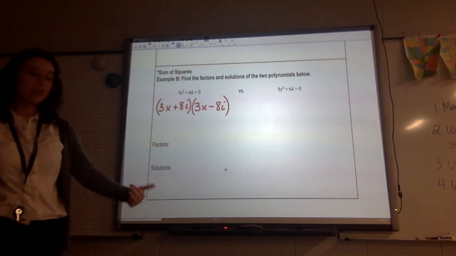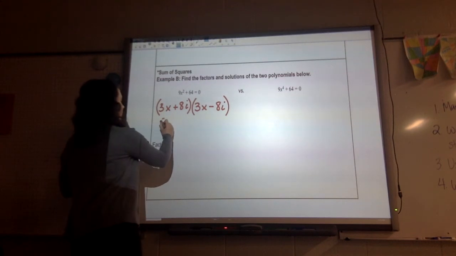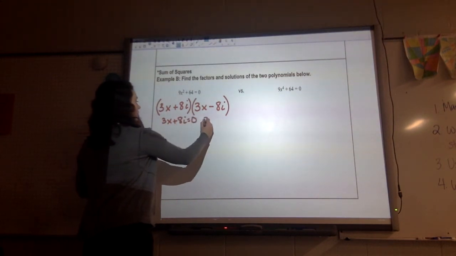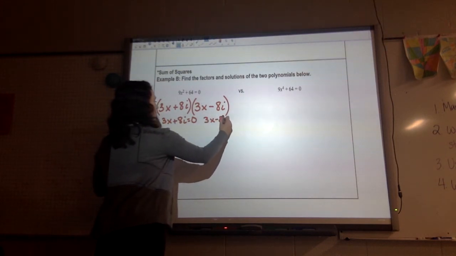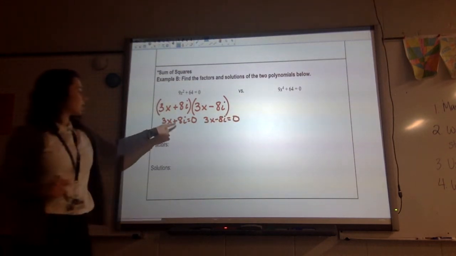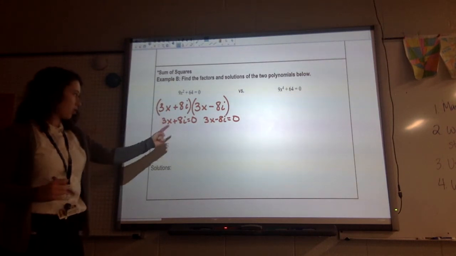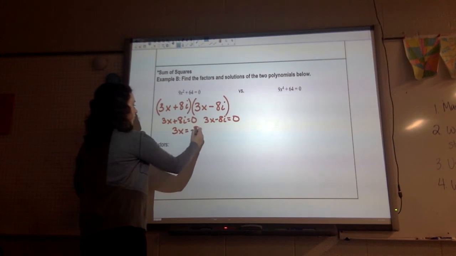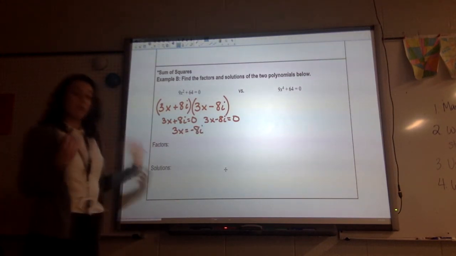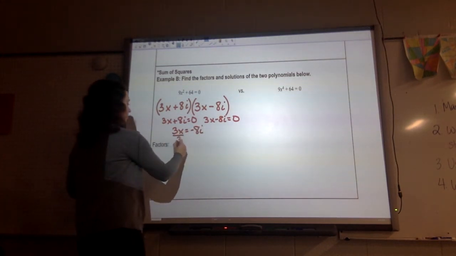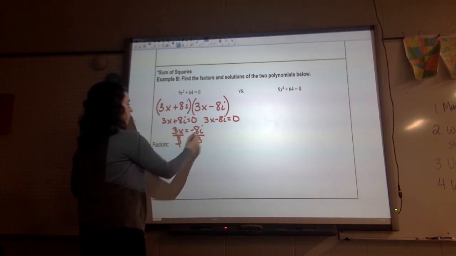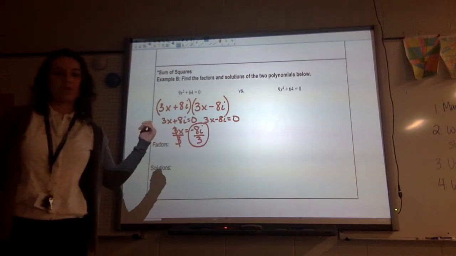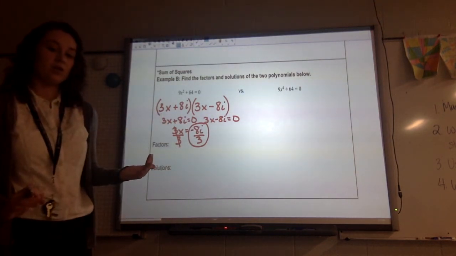So if I wanted to solve this right here, I take each piece, set it equal to 0. Well, the first thing I would do is, on the first one, subtract 8i to the other side. And then I would divide by 3. So your answer there is negative 8i over 3. And it's acceptable to leave your answer like that. You don't have to do anything else to it.